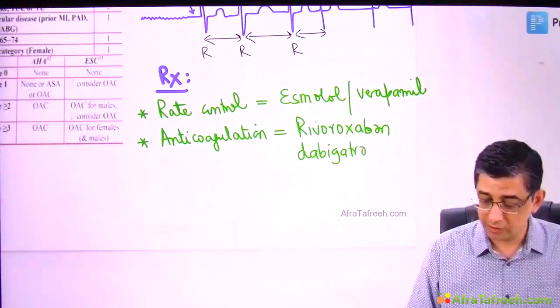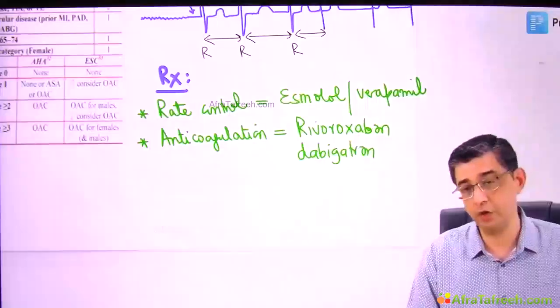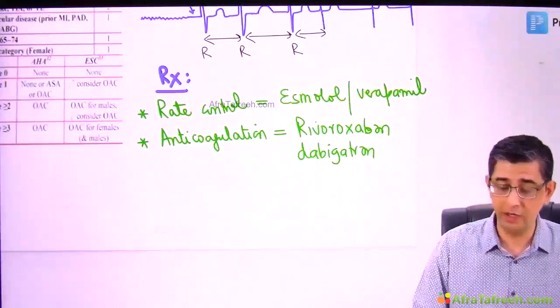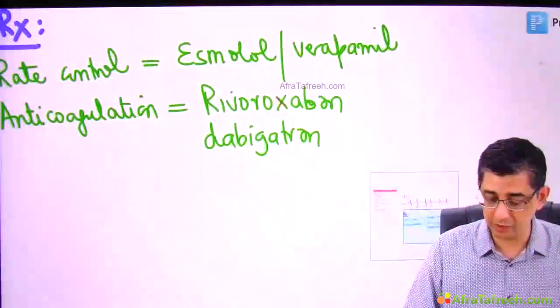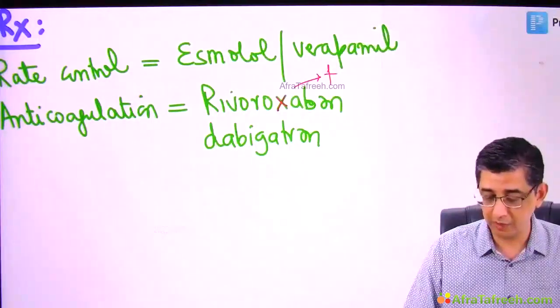They love to ask about these drugs and their mechanism of action in your exam, so you need to be rock solid with that. For example, I'll just highlight before you that rivaroxaban has an alphabet X present here, so this is going to be a factor 10 inhibitor.